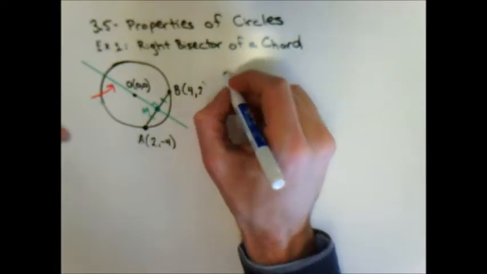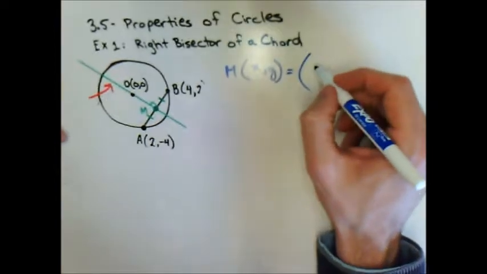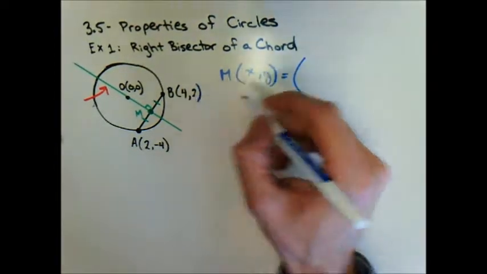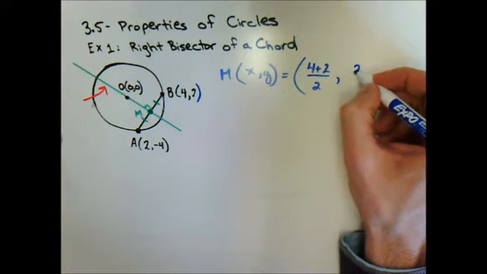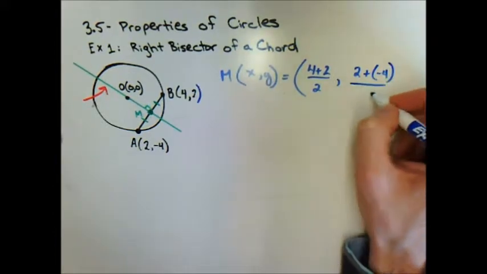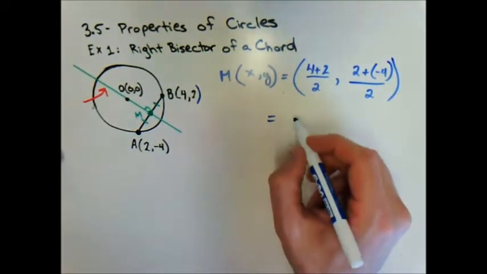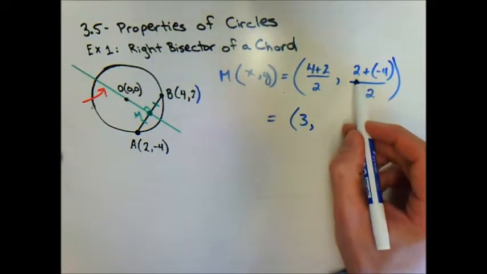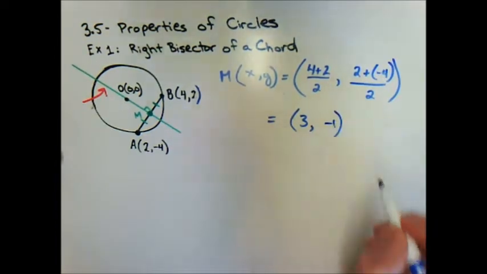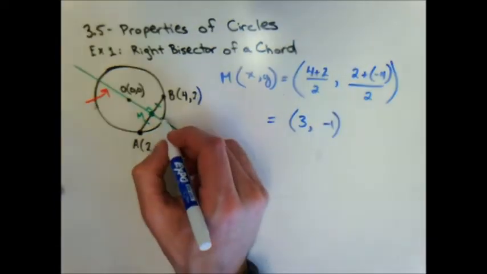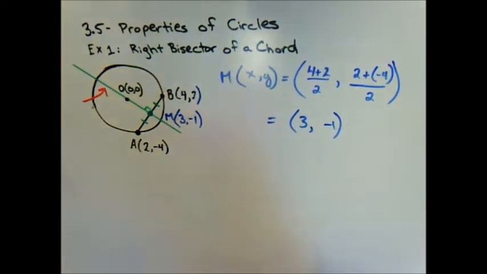So first we're finding M. M is x, y. And we find the x coordinate by taking the average of our two endpoints. That's 4 plus 2 divided by 2. And the y coordinate is 2 plus negative 4 divided by 2. So the x coordinate, 4 plus 2 is 6, divided by 2 is 3. The y coordinate, 2 plus negative 4, that's negative 2 over 2 is negative 1. So we just found the midpoint right here. The midpoint, I'm going to rewrite my M out here so I can see it, is 3, negative 1.